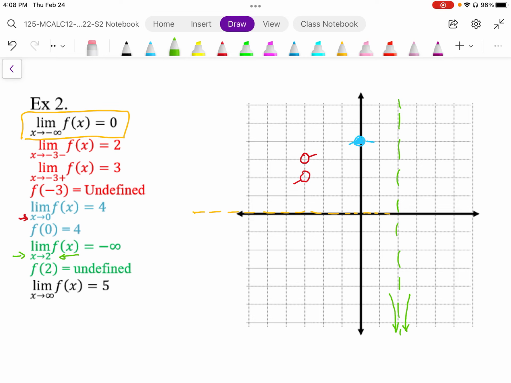And as x goes to infinity, it looks like it's going to positive 5. So at x equals infinity here, I'm going to choose a different color, maybe purple. So as x goes to the positive infinity, it looks like we have a horizontal asymptote at y equals 5. So this is at y equals 5.